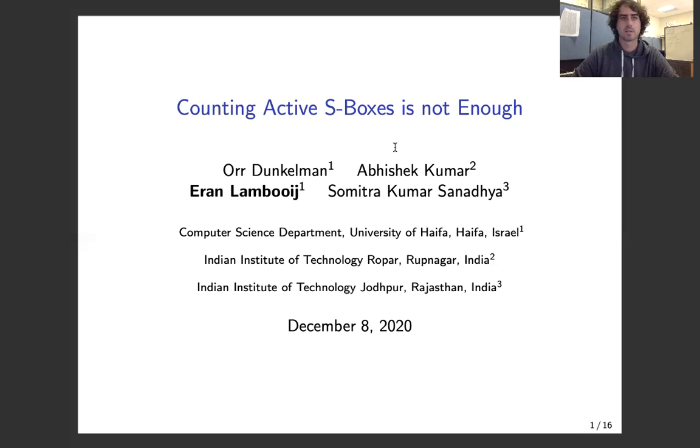Many designers use this design strategy to prove security bounds on the ciphers. In this work, we want to show that these bounds are not always accurate and things can go wrong in a very delicate manner. We show how a provably secure block cipher can still be distinguished from a random permutation. Thus, as the title says, counting active S-boxes is not enough.